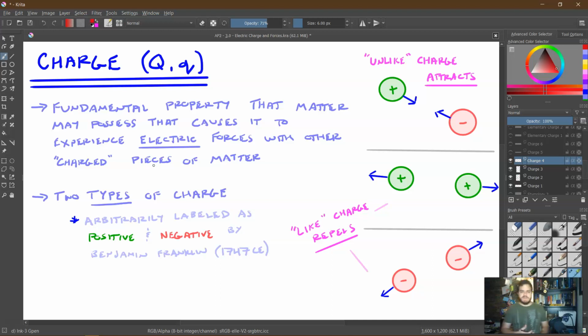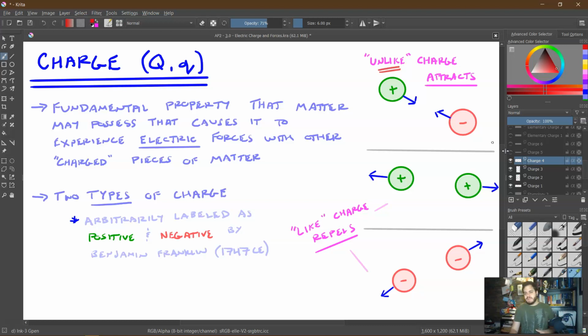Now, that was done by Benjamin Franklin in 1747. It is totally an arbitrary term. He could have flipped the positive and negative. In fact, many people would have preferred that he had done that. And what we know specifically is that if they are unlike, these unlike charges will attract. So if you have a positively charged object and a negatively charged object, they attract. But if they are like, if they are either both positive or both negative, they will repel.